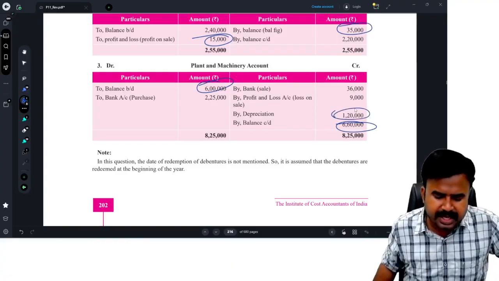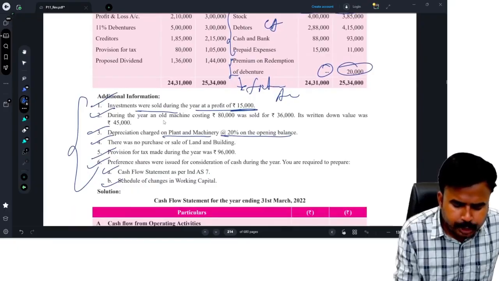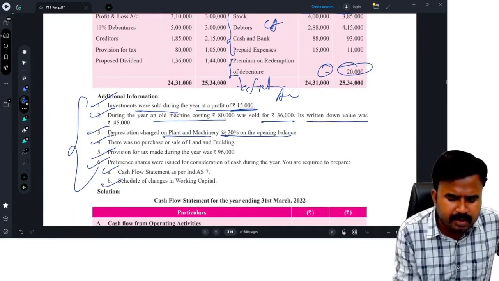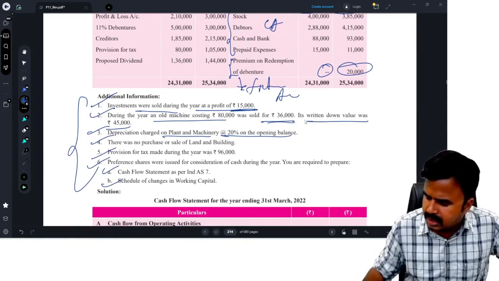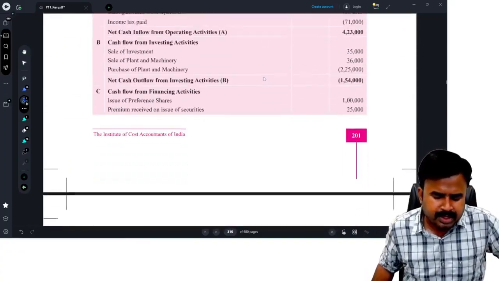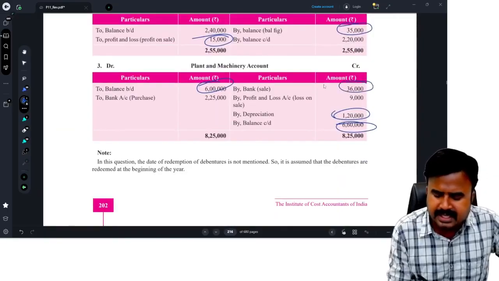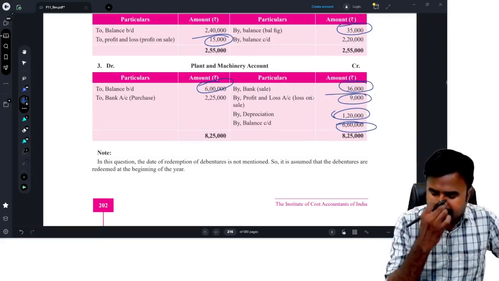Now we have an adjustment here: a sale transaction. Now look at the transaction. During the year, an old machine costing 80,000 was sold for 36,000. Its written down value was 45,000. So 45,000 book value of the asset was sold for 36,000. 45,000 minus 36,000 results in a loss of 9,000. Okay, so I can write like this: by bank, the sale value 36,000. The loss should be debited to profit and loss account, by P&L account, the loss on sale of plant and machinery account. The sale transaction was closed.